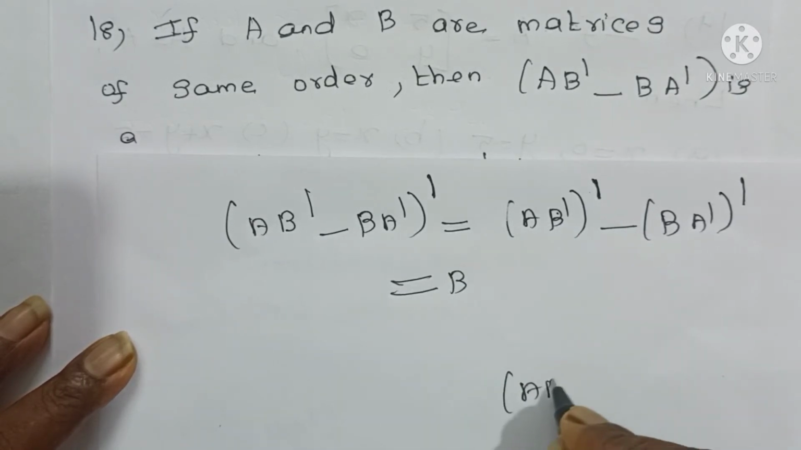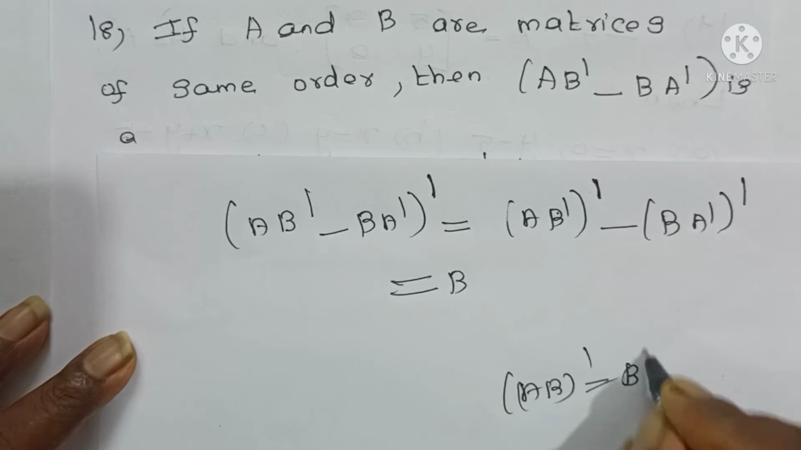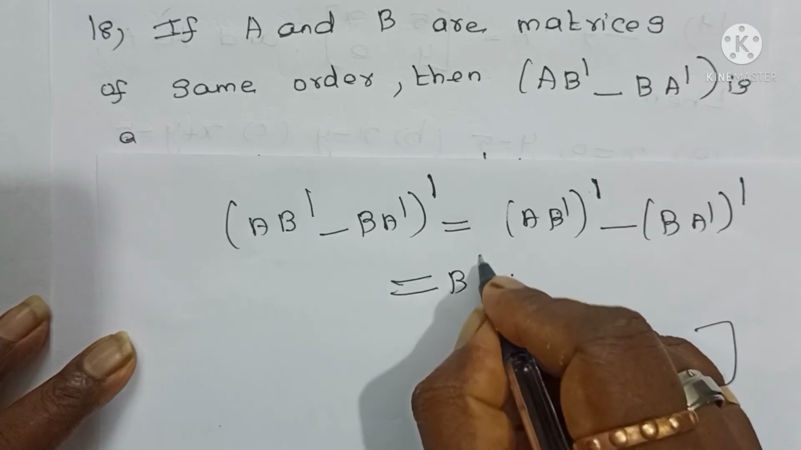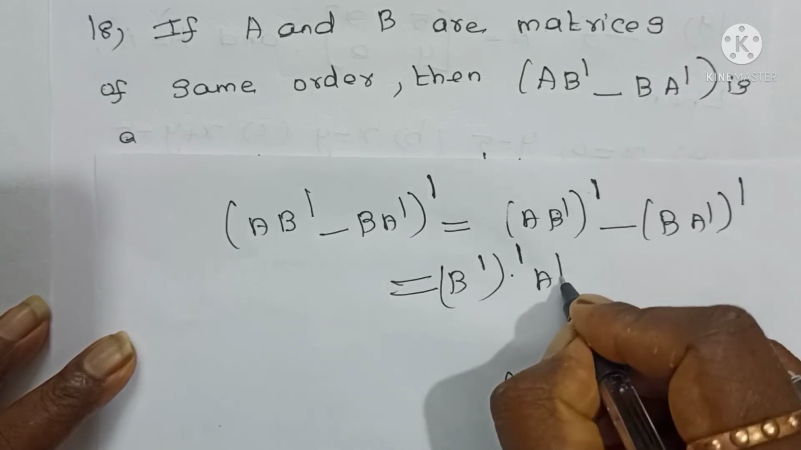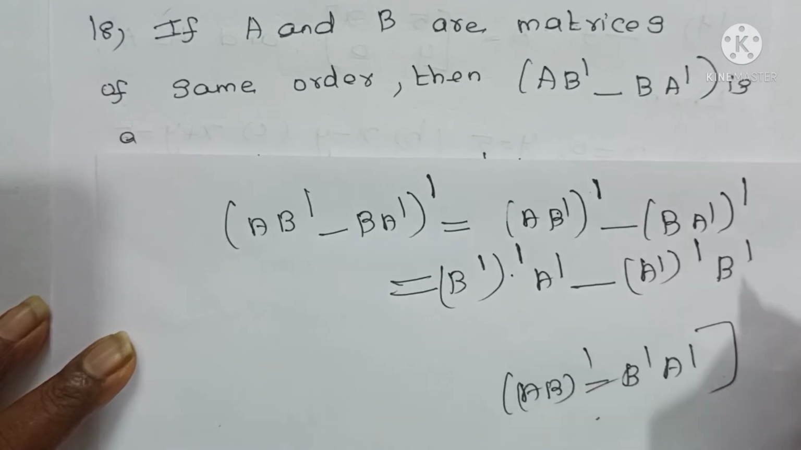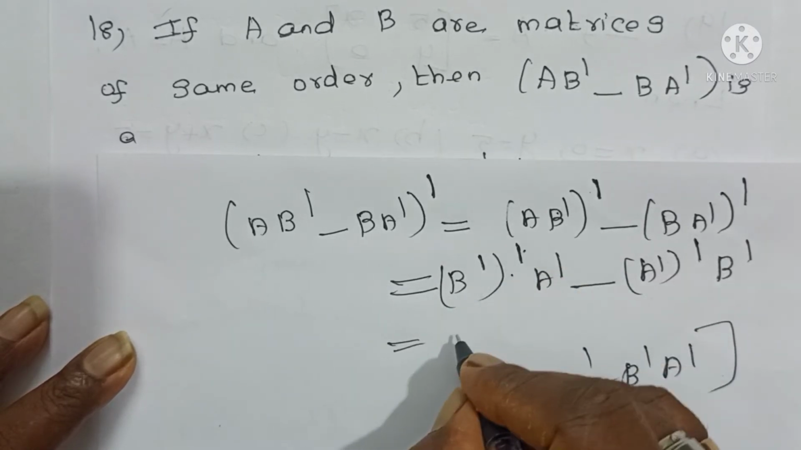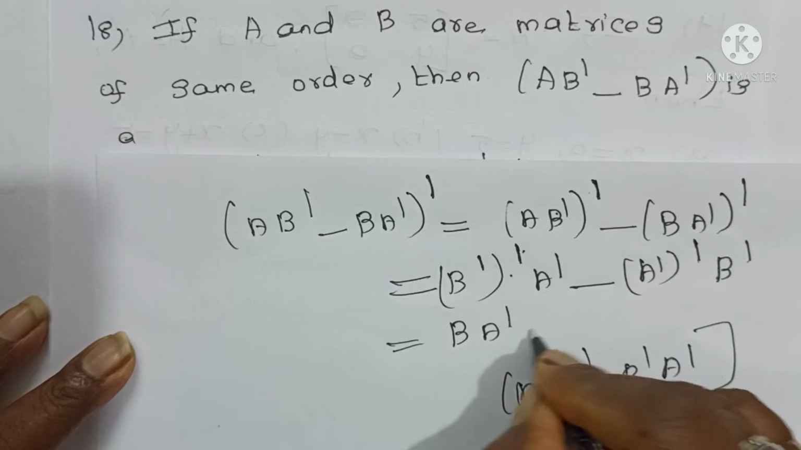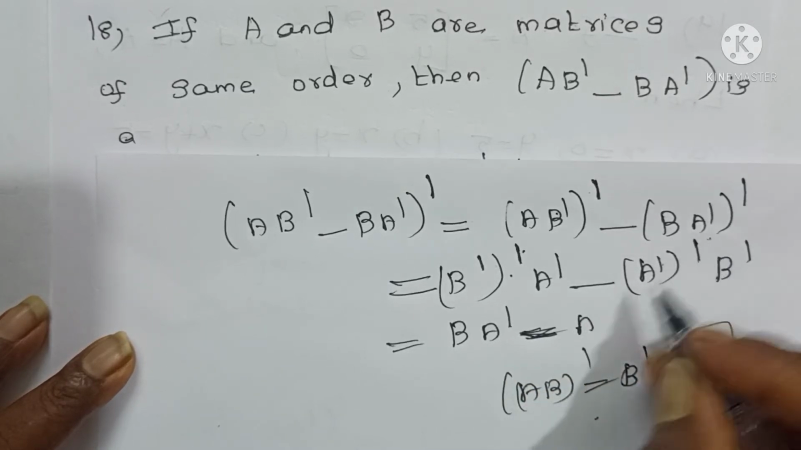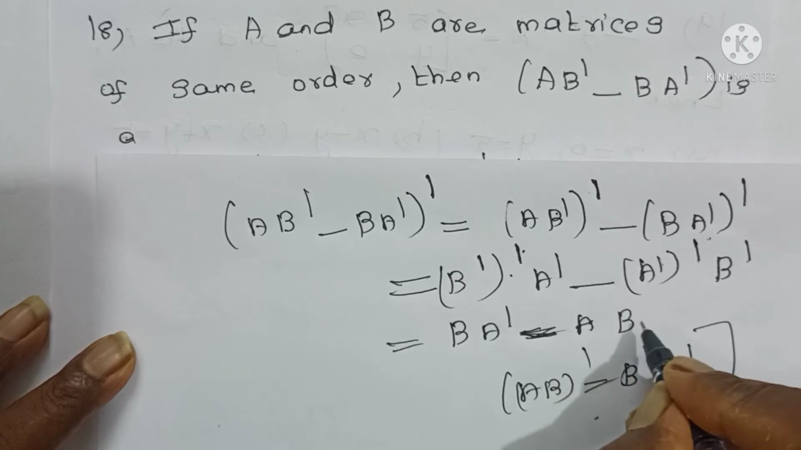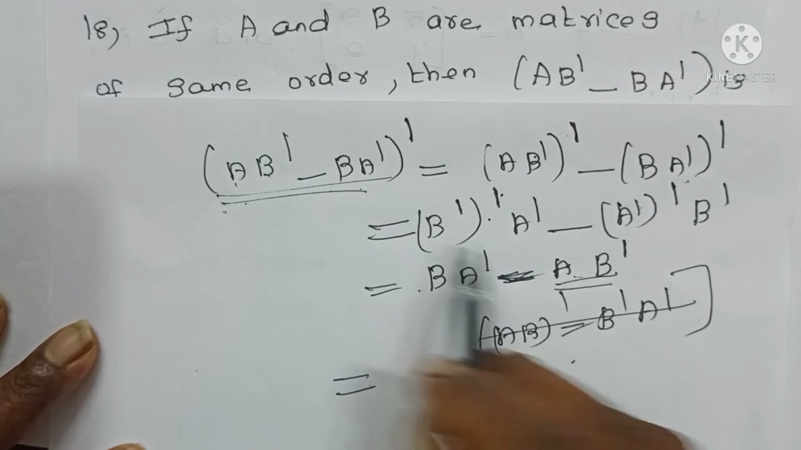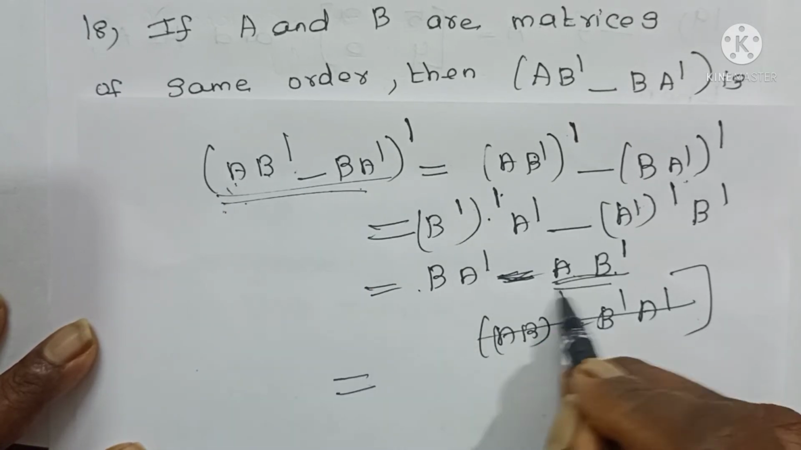Why? AB transpose is equal to B transpose A transpose. This one you have to use here. So B dash the whole dash into A dash minus A dash the whole dash into B dash. What is B dash the whole dash? B only. Then A dash, which is equal to minus, what is A dash the whole dash? A into B dash. So you have to write the term like this, AB dash. So here only AB dash.